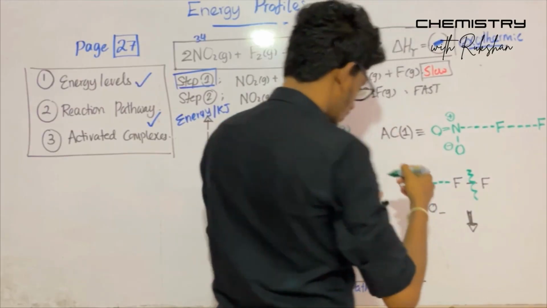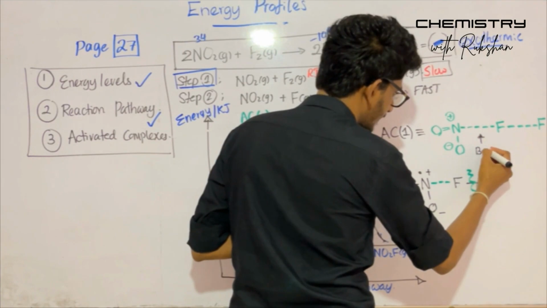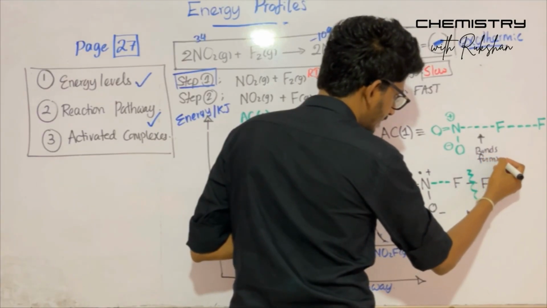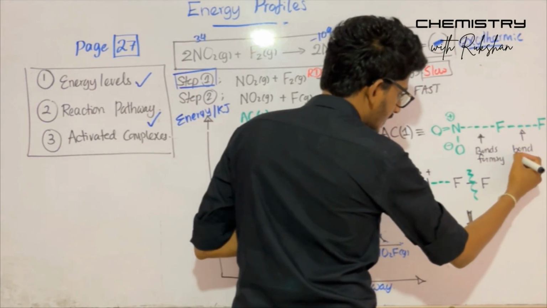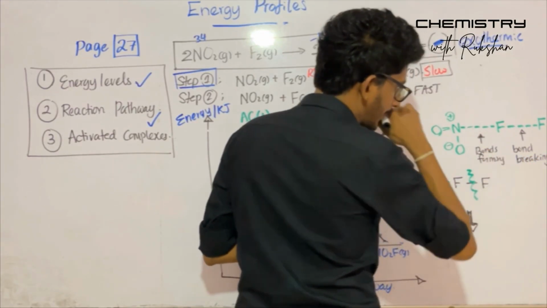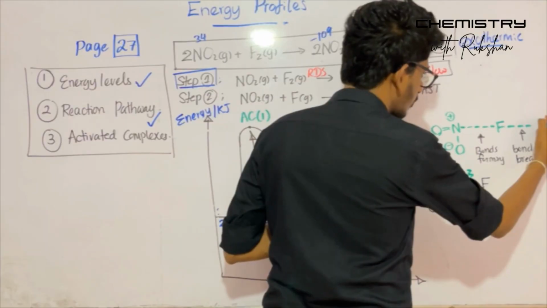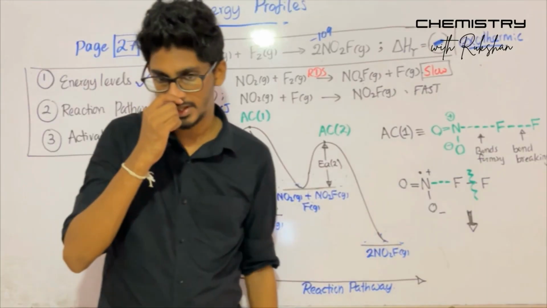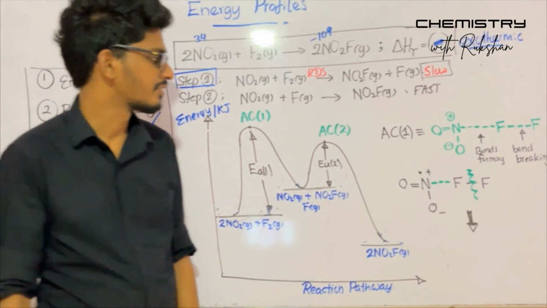So this is the bond break. Bonds forming. These are the bonds breaking. Those should be marked with dotted lines. Bonds forming and bonds breaking should be marked with dotted lines. And that is how we are supposed to come up with activated complexes. That is activated complex 1. Clear?